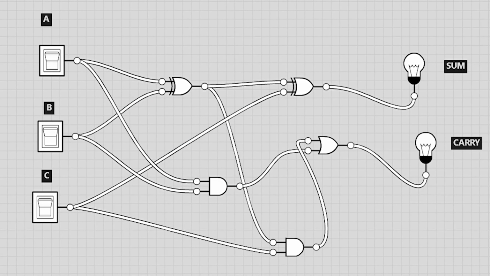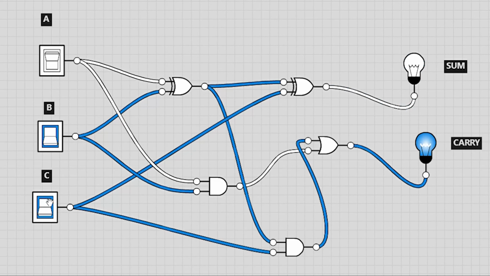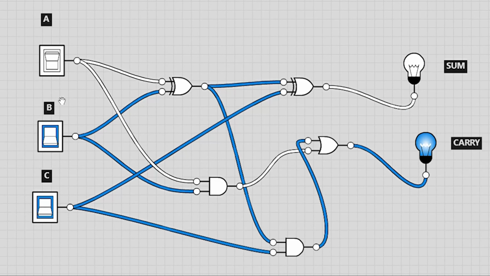Next, we are going to see full adder with 2 half adders, 3 inputs that are A, B, C and 2 outputs, sum and carry. Now all are in low state. C is high, sum is 1. B is high, sum is 1. Now B, C is high and A is low, the carry is 1.